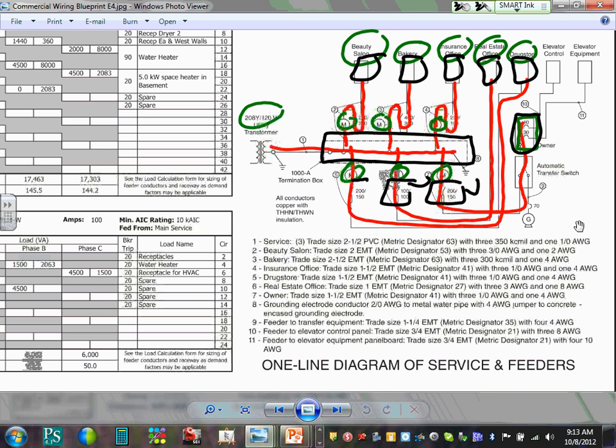Yes. Okay, that's what I thought. Absolutely. Each one of them will have, yep, the switch and the fuse. Each one of them has a disconnect, a fuse disconnect. That's a service entrance disconnect.